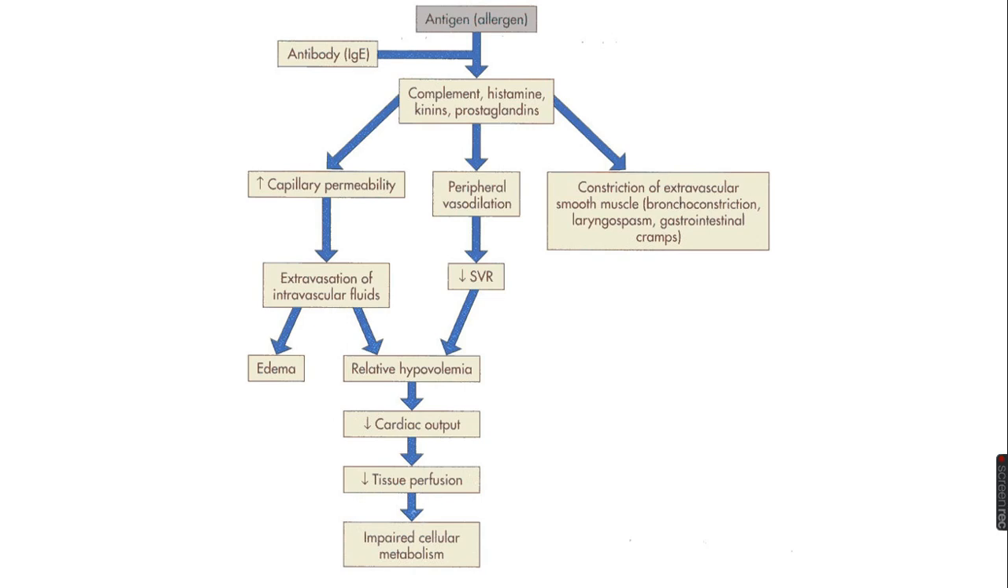Histamine, kinins, and prostaglandins as well have serious effects on the vasculature in increasing vascular permeability and also peripheral vasodilatation. With these effects, you find that there will be a drop in the systemic vascular resistance. There will also be extravasation of intravascular fluids, resulting in edema and relative hypovolemia, thereby reducing the cardiac output and reducing tissue perfusion, eventually resulting in impaired cellular metabolism.